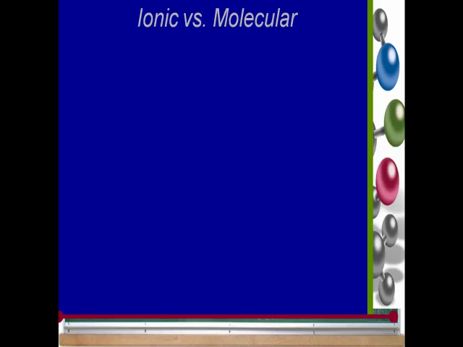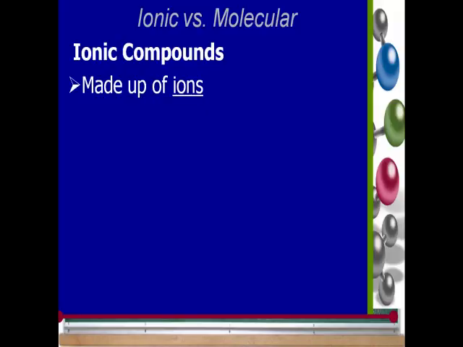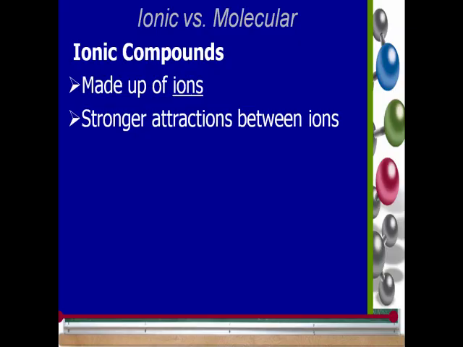So ionic compounds are made up of ions. And again, they're made up of cations, which are the positively charged ions, and anions, which are the negatively charged ions. And those ions interact because they are electrically attracted to each other. And because of this electrical attraction, if you think back to where we talked about types of bonds, ionic bonds are the strongest.